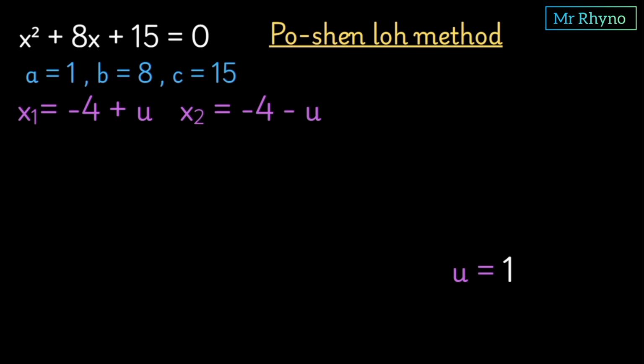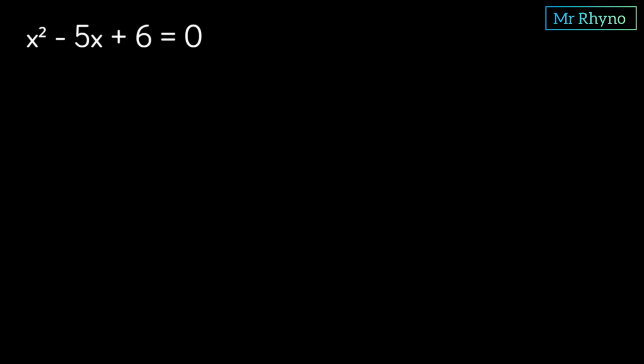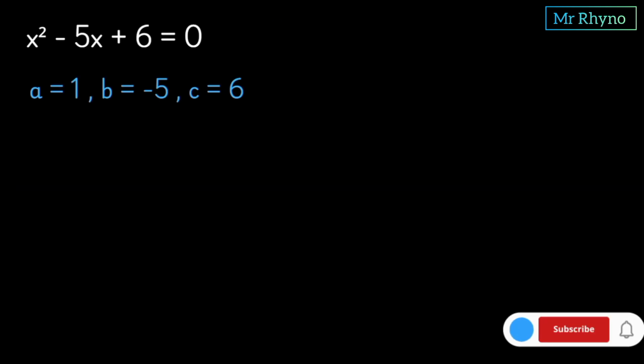Then to get x1, we replace u with 1 and we shall have x1 being equal to minus 4 plus 1, and that gives us x1 as negative 3. We do the same for x2 and we shall have negative 4 minus 1, and that gives us negative 5. And these are the two values of x. Wow! Let's solve these two.